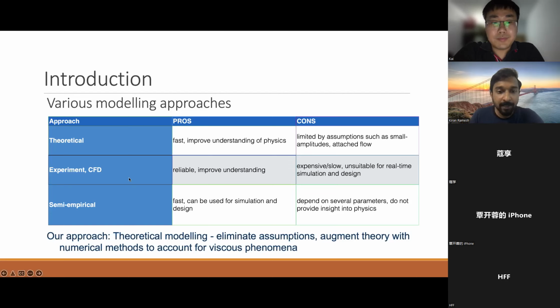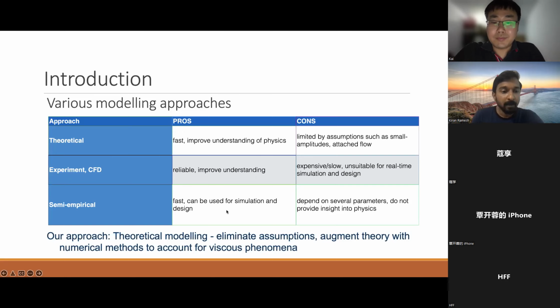Experiments and CFD are very reliable. They improve our understanding in a broad range of flows, and usually they are useful to get past the assumptions that are imposed by theoretical methods. However, the limitations are that they are usually expensive or slow, and they can't really be used for real-time simulation and design. And although CFD is improving every day, it's still difficult to use it for real-time applications and so on.